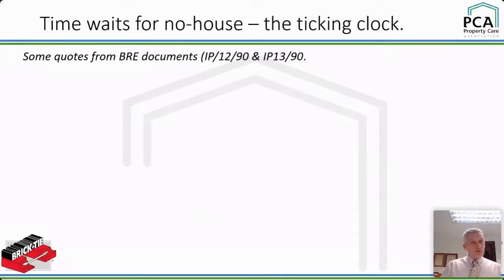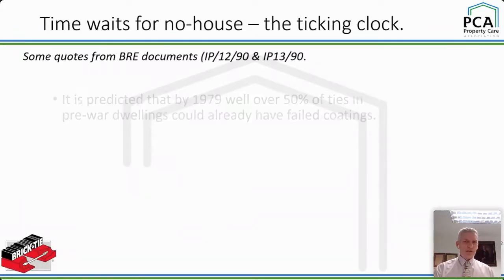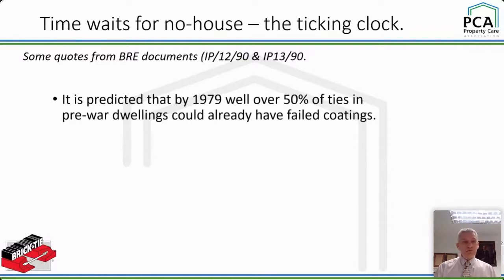So where are we in the industry? We've got the original BRE and we're moving along since 1988. And in 1990, some information papers were issued that just puts it in perspective for you. So it was predicted that by 1979, over 50% of the ties in pre-war property would have lost their protection. In other words, they're starting to rust. So that's the maturity of the situation then. You know, that's 40 years ago, okay? So 40 years ago, the coatings were going.